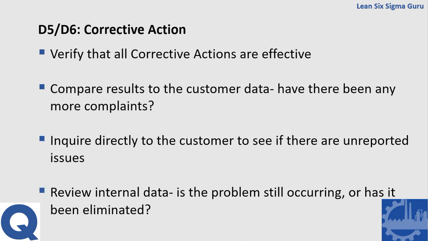In D5 and D6, we have to verify that all corrective actions are effective. We compare results to the customer data. Have there been any more complaints? Were there any other issues? Has something been found internally? We inquire directly to the customer to see if there's any kind of unreported issues, and review a broad scope of internal data to see if the problem is still recurring, if the indicators say it has actually been eliminated.